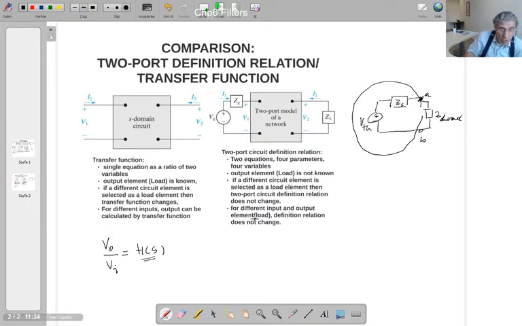In here, for different input and output elements, the definition relation does not change. So if you change this one, if you change this one, your parameters are not changing, then you can calculate this load element's current and voltages and this input element's current and voltages. So that is the end of this first video for this chapter.